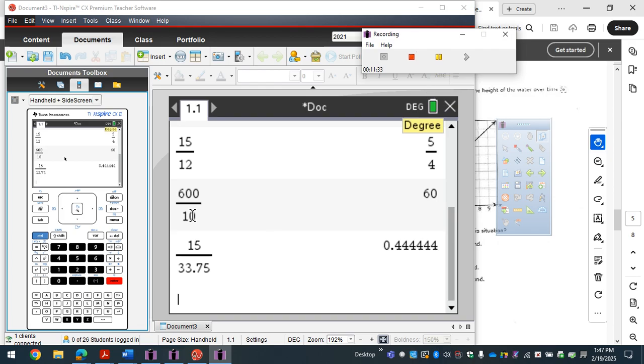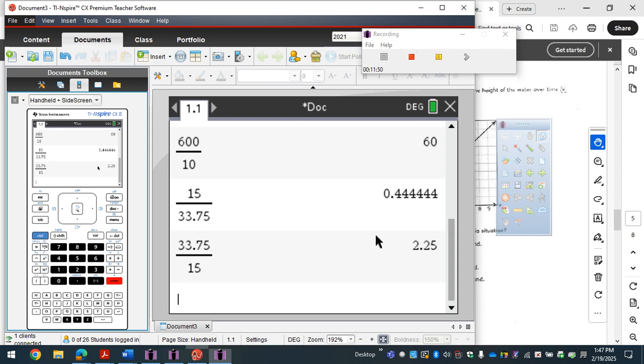Okay, so that's correct, but I don't like that answer. So what I am going to do, I guess I can switch it up. Let me see if it works out a little better. So 2.25. I actually want to stay with that one over here. So 15 divided by 33.75.